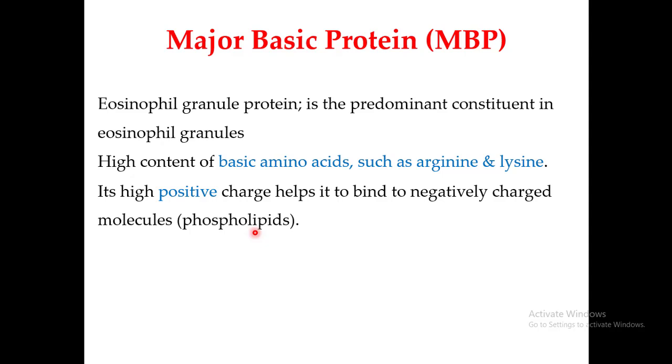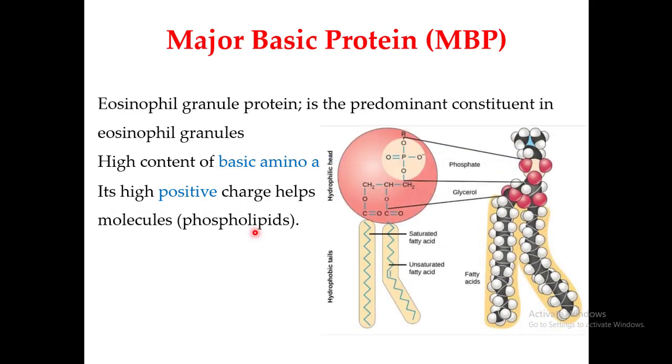And through this interaction between the positively charged amino acids in the MBP and the phospholipid, which is present in the target cells, the MBP is actually going to achieve its function. The major target for the major basic protein is the phospholipid. So let me give you a brief overview of the structure of the phospholipid.